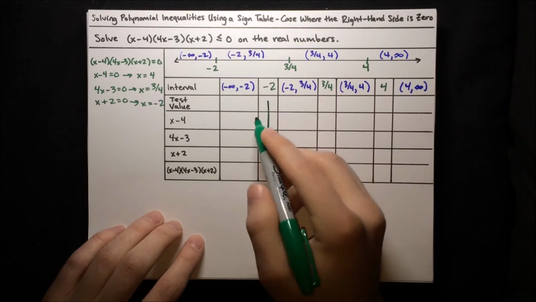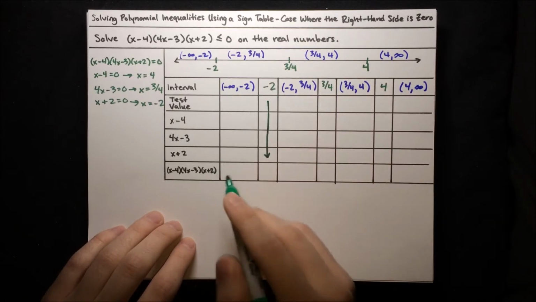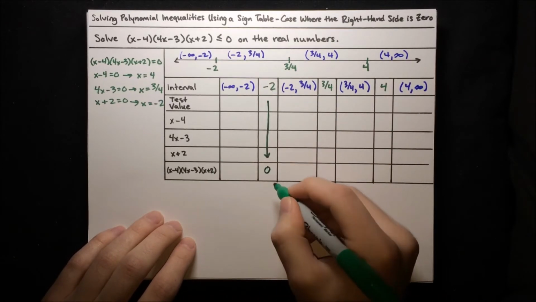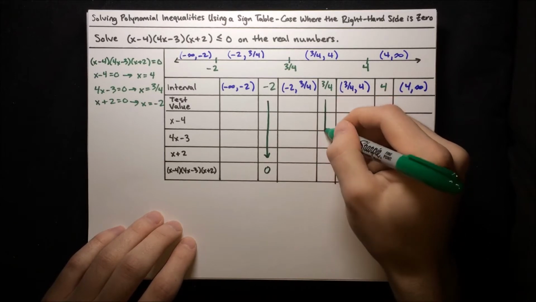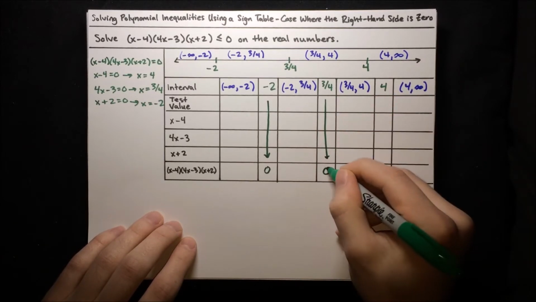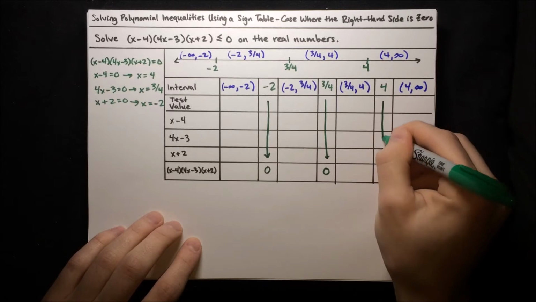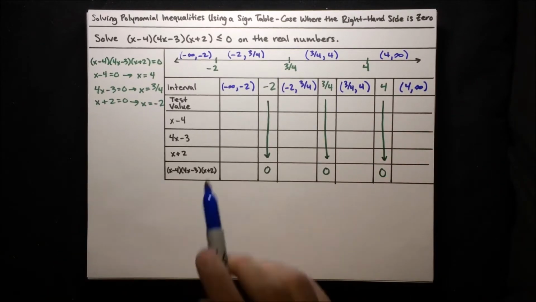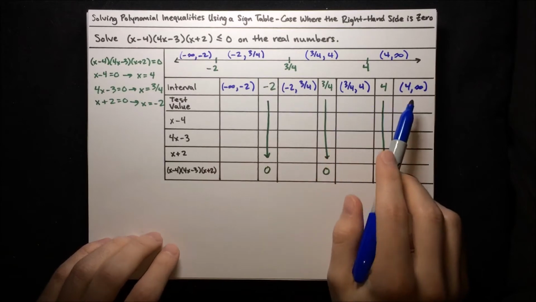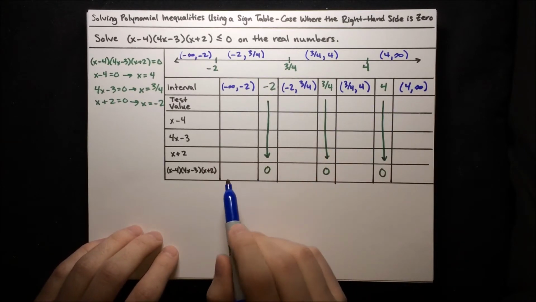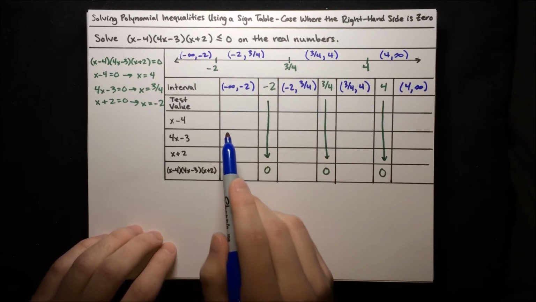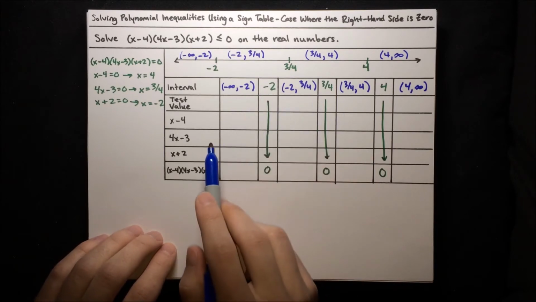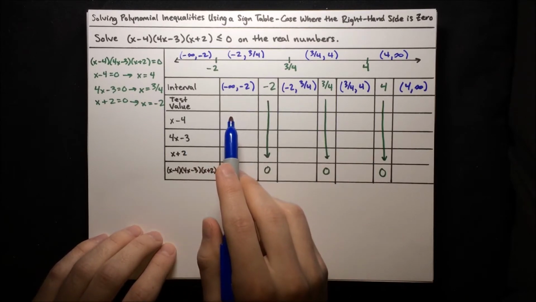But the idea is that at -2, for example, the polynomial is just 0. And at 3/4, for example, the polynomial is just 0. And at 4, for example, the polynomial is again just 0. But between the roots, the polynomial is not going to be 0. It's going to be either positive or negative. And the way we can find that out for each interval is by choosing a test value within that interval.